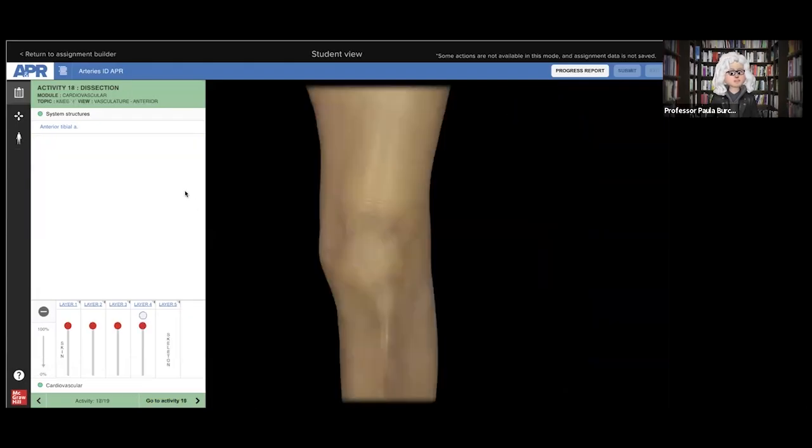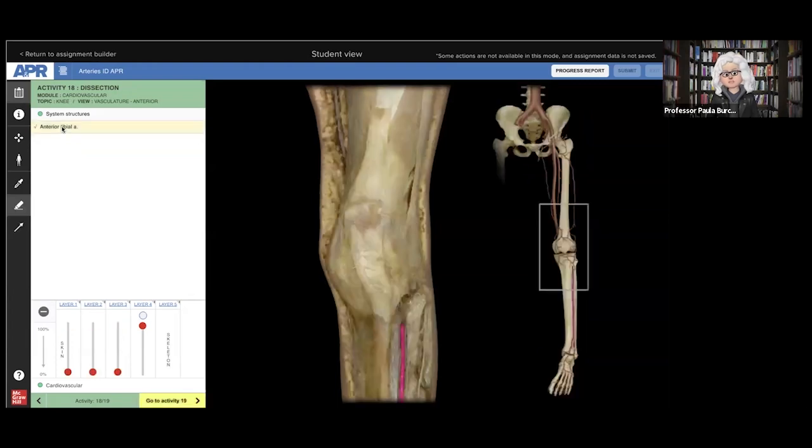We're looking here at an anterior view. There's the knee. So there is the anterior tibial artery. Here's your tibia. So in here you can see the fibula. So it's running really between the two.